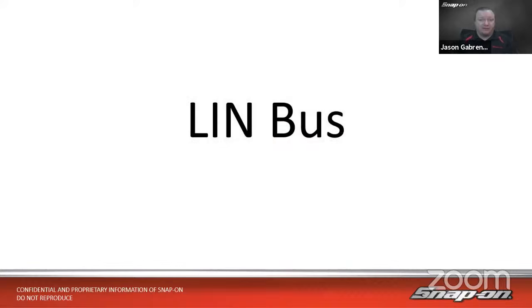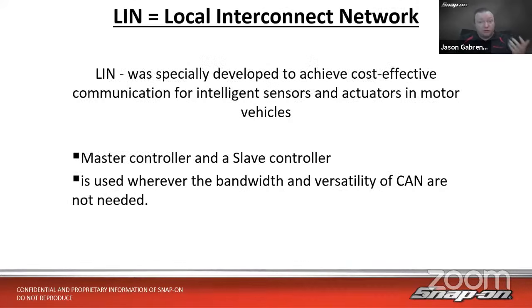Now let's talk about LIN Bus. So LIN Bus is newer, I guess you could say, on the scene. LIN stands for Local Interconnect Network, and it was specially developed to achieve cost-effective communications for intelligent sensors and actuators in motor vehicles. It requires a master controller and a slave controller. So we have one telling something else what to do. So usually like a switch in a motor or something of that nature.